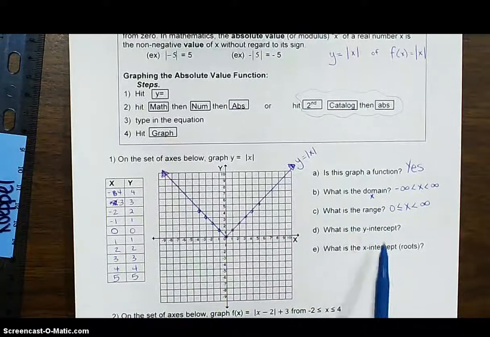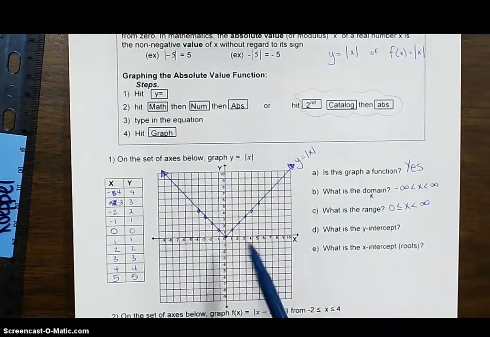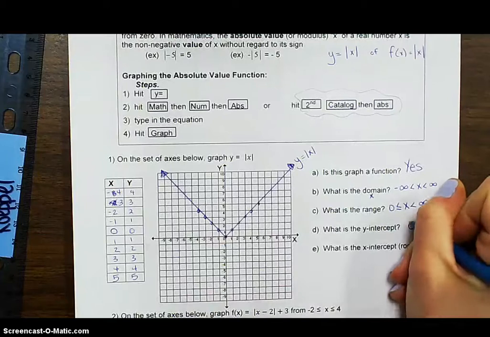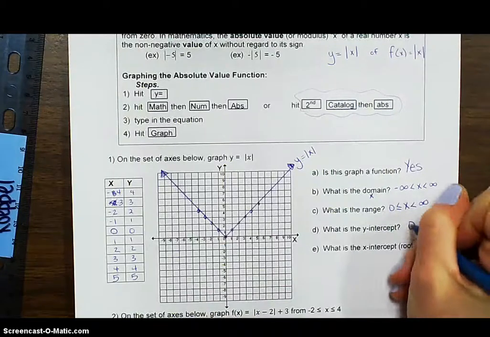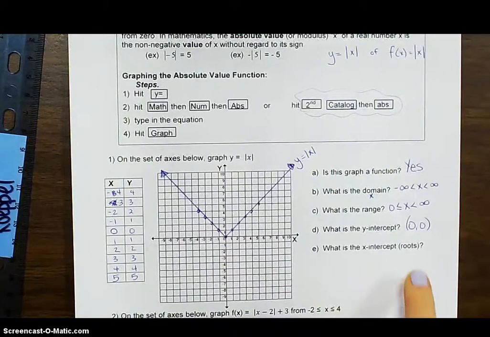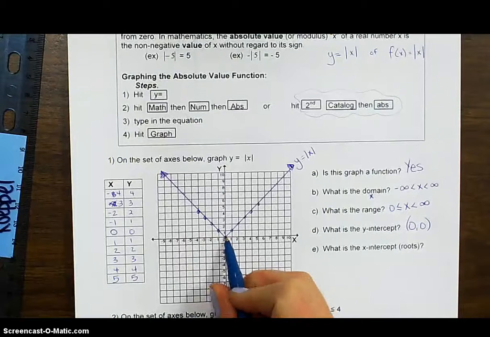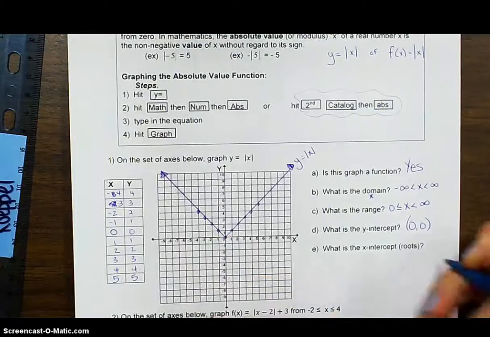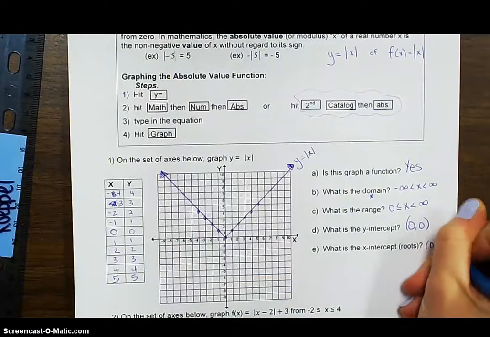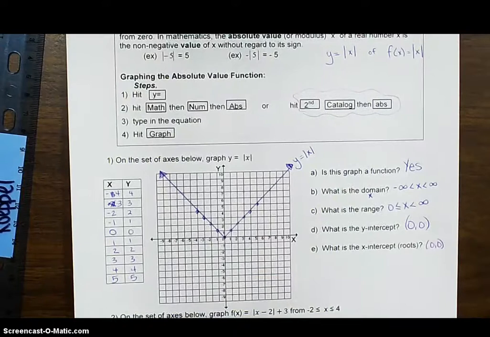All right, what is the y-intercept? So the y-intercept's where it crosses the y-axis. It crosses the y-axis right here, so our y-intercept is (0, 0). And are there any roots, your x-intercept? Well, your x-intercept, it touches the x-axis right here. It's the same as the y. And now we've got it.